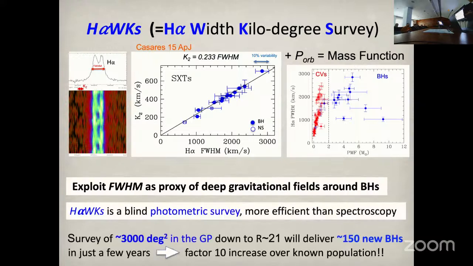So basically, in a nutshell, what we are doing is exploit the width of the H-alpha line as a proxy for deep gravitational fields around black holes. And what Hawks proposes is just to do a blind photometric survey in order to search for objects with very broad H-alpha emission lines. And we estimate that such a survey on a surface of 3,000 square degrees in the galactic plane, down to 21st magnitude, would allow us to detect about 150 new dormant black holes, which is a tenfold increase on the population that we already know. So this is the idea.